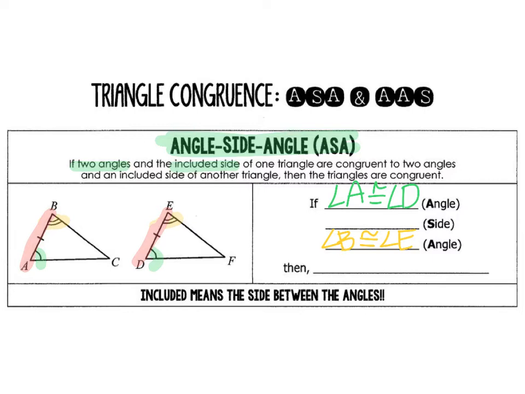So if we could say that angle A is congruent to D, angle B is congruent to E, and side AB is congruent to side DE, then by angle, side, angle, we can say that the two triangles are congruent. So then we can say triangle ABC is congruent to triangle DEF.